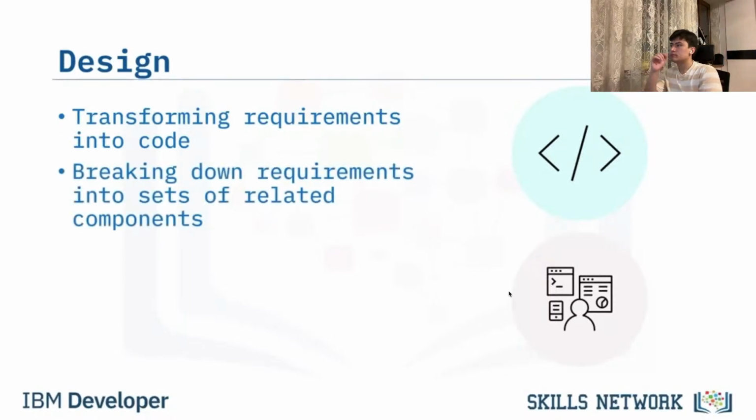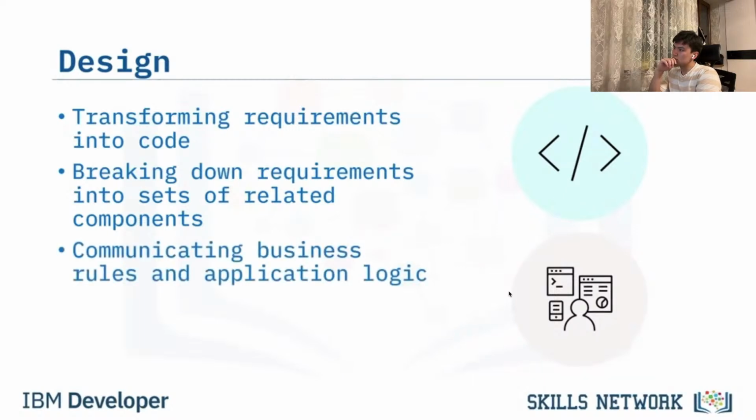The technical lead breaks down requirements into sets of related components with clearly defined behaviors, boundaries, and interactions. These components define the system architecture. The system design incorporates guidance on system functions, performance, security, and platform characteristics. The design communicates business rules and application logic.